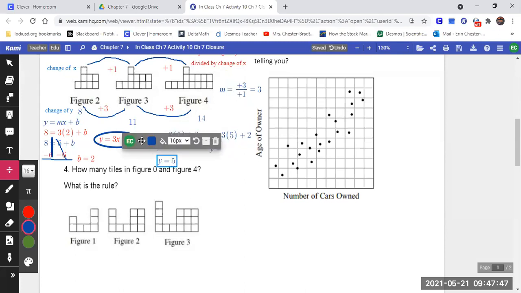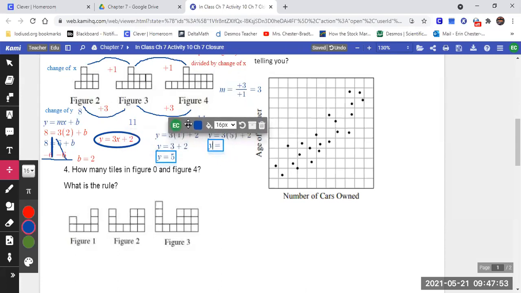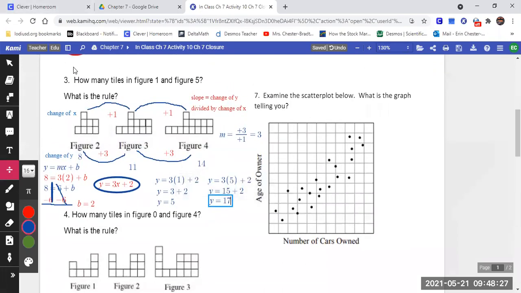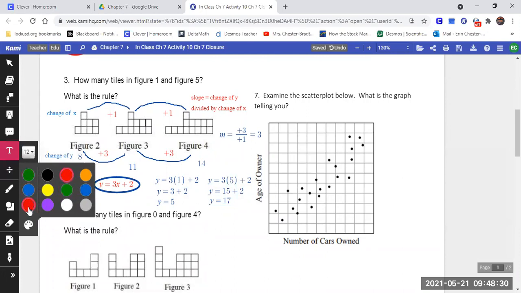What are we going to say? 3 times 5. Fifteen. And we're supposed to plus 2 more. So the final is what? Now we have to answer their question. We've done our math. Now we have to answer their question. And I'm going to have to put it up here because I write so big. It is what it is.